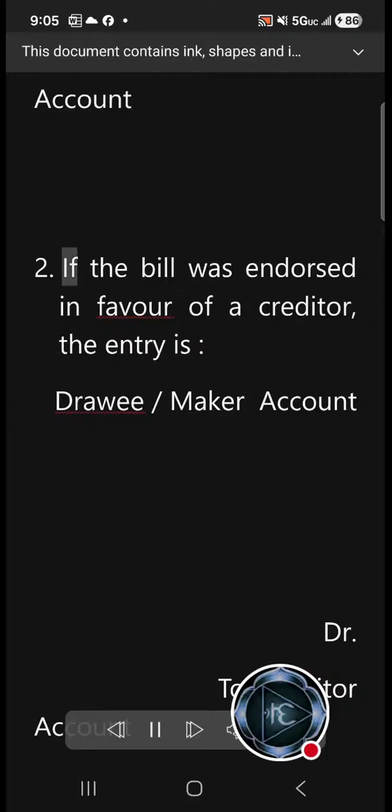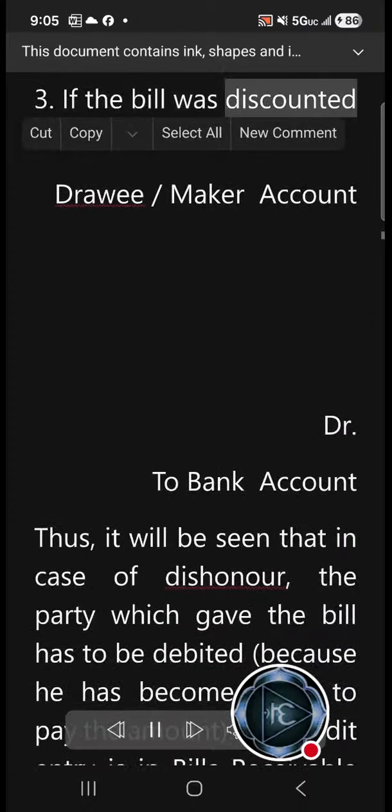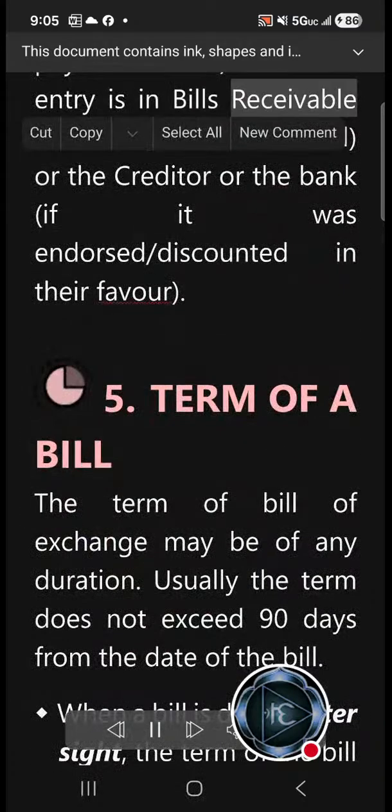If the bill was endorsed in favor of a creditor, the entry is: Drawee/maker account Dr. to creditor account. If the bill was discounted with the bank, Drawee/maker account Dr. to bank account. Thus, it will be seen that in case of dishonor, the party which gave the bill has to be debited because he has become liable to pay the amount. The credit entry is in bills receivable account if it was retained, or the creditor or the bank if it was endorsed/discounted in their favor.